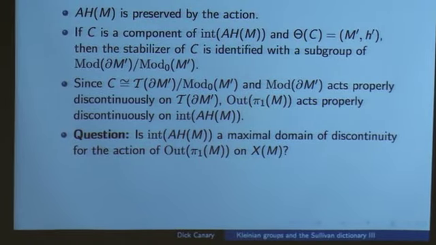So, very quickly, using the classical deformation theory of Kleinian groups, you see that this group action is properly discontinuous on the set of convex co-compact representations. And well, there's a lot of questions you might ask, but one question you might ask, is this the biggest domain of discontinuity you could have? Or is there something bigger?